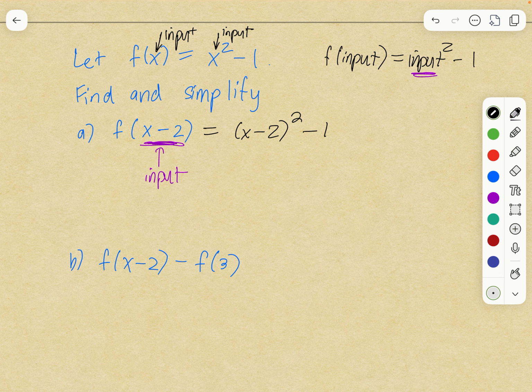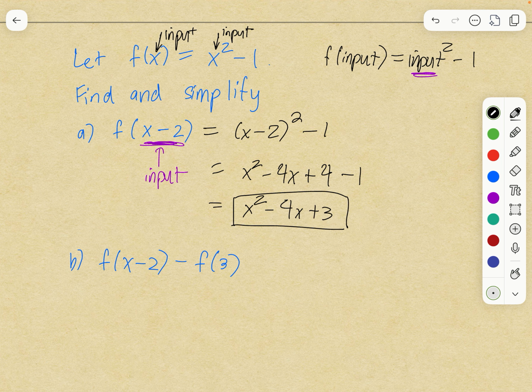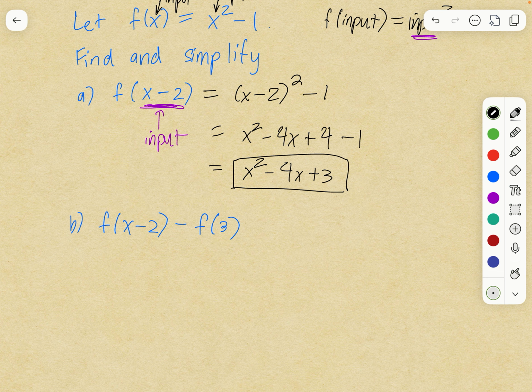Okay, now we need to distribute this. So x minus 2 in parentheses squared, x squared minus 4x plus 4, and then minus 1. So you get x squared minus 4x plus 3. Okay, part B says f of x minus 2 minus f of 3. Well, we actually calculated f of x minus 2 in part A, so we know that this is equal to x squared minus 4x plus 3 minus f of 3.